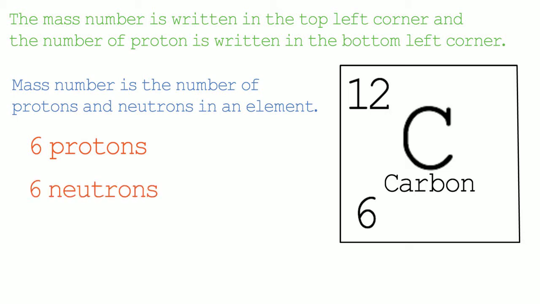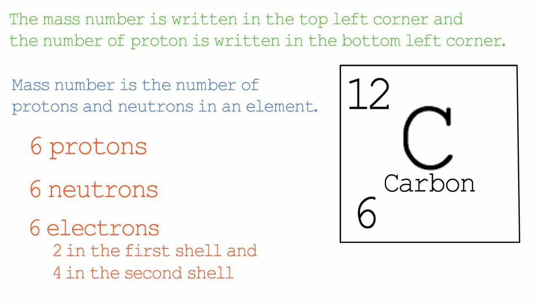An element will be neutrally charged, and this means that the number of protons that the element has will be the same as the number of electrons. Therefore, carbon will have 6 electrons. It will have 2 in its first shell, and its first shell will be completely full, and then it will have 4 in its second shell.